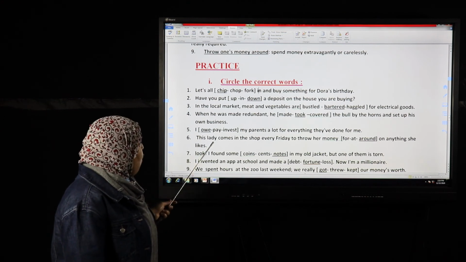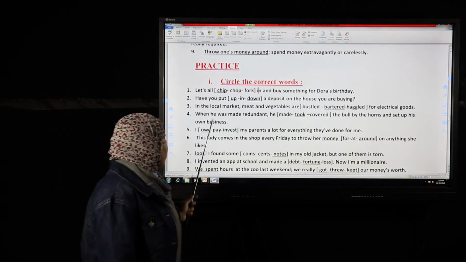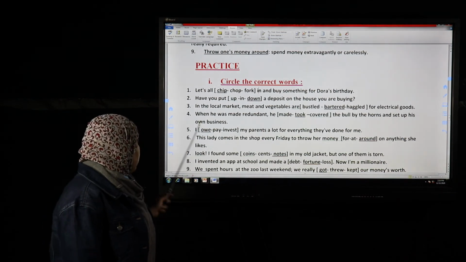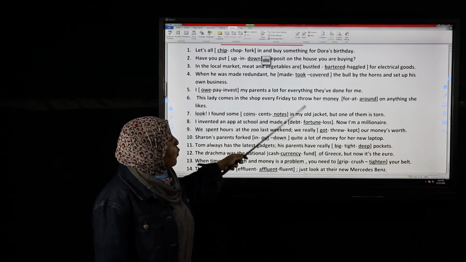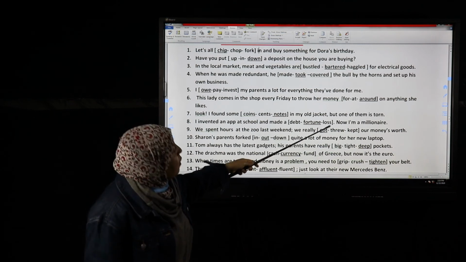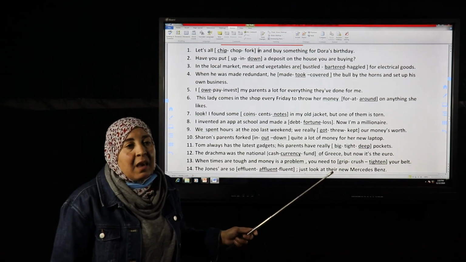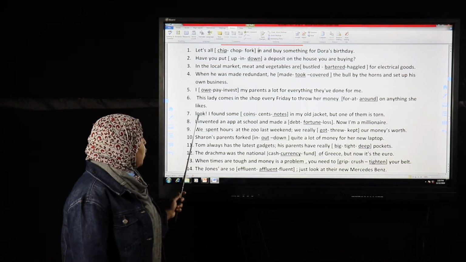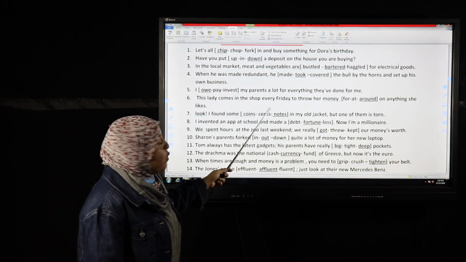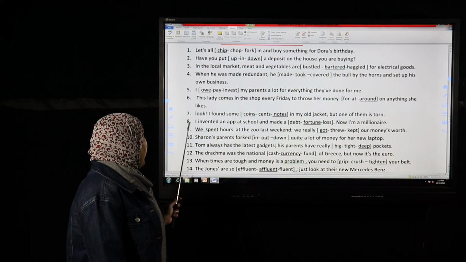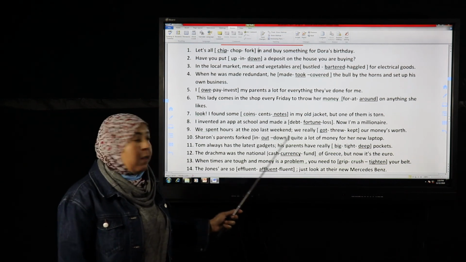Number 5, I owe, pay, invest my parents a lot for everything they have done for me. Of course, I owe my parents. Number 6, this lady comes in the shop every Friday to throw her money, of course, around on anything she likes. She buys everything she wants without taking care of money. Number 7, look, I found some, whatever, in my old jacket, but one of them is torn. Of course, it will be notes.